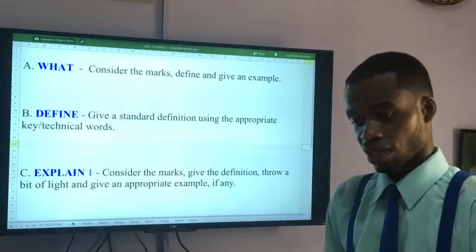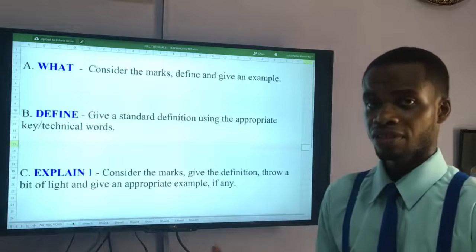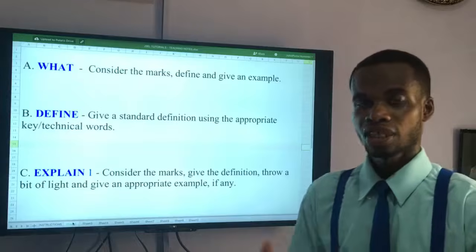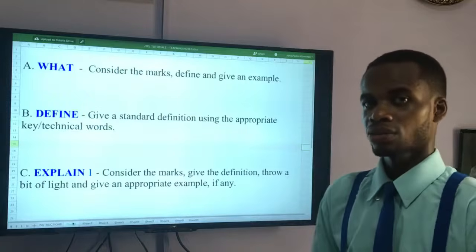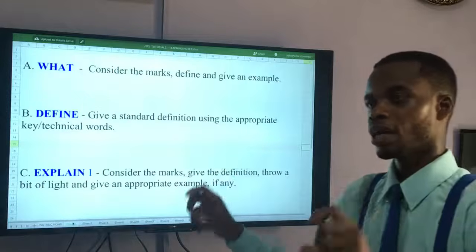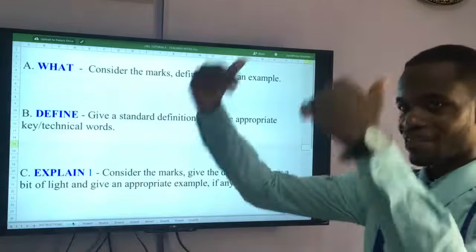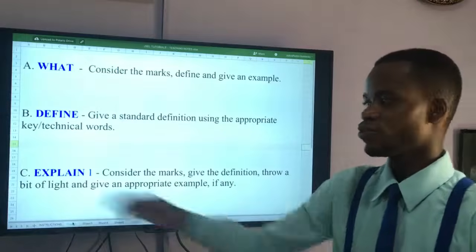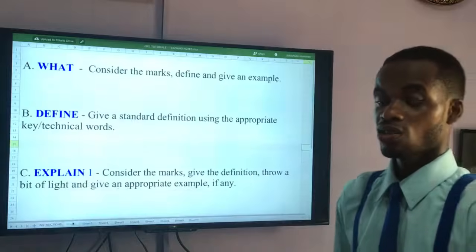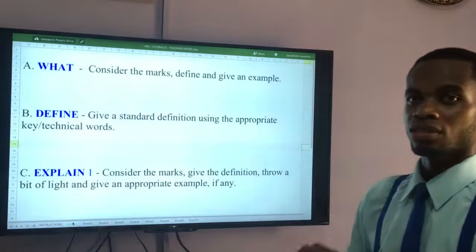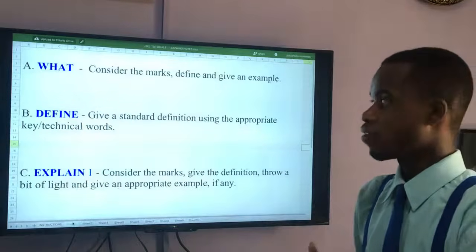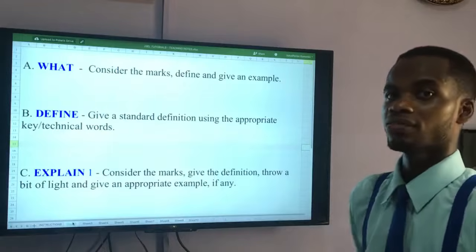So I can give also another example. What defines productivity? Productivity is the output per man hour. So the keyword is the output per man hour. When you are being asked to explain that definition, then we move to the C. Explain productivity should be an extended form of define productivity.